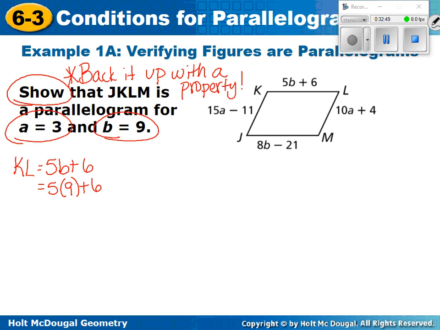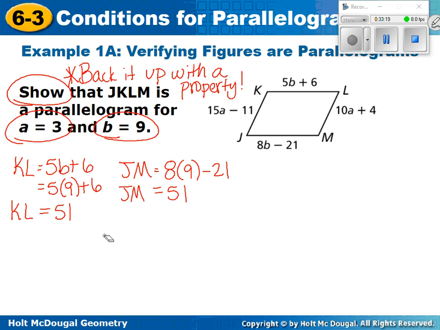51 is what Kirsten said. So we're just going to show our work and label KL equals 51. Then go to the next side. I would probably do my opposite sides together. That way that's what we're trying to show. So I would go to JM and keep plugging in that value for B. So 8 times 9 minus 21. What's 8 times 9 minus 21? 51.